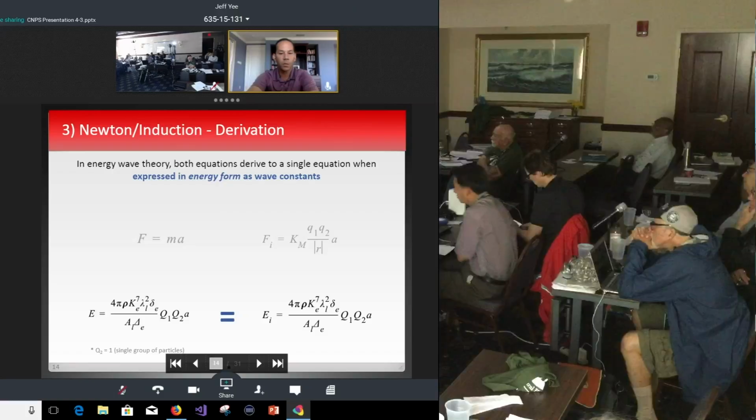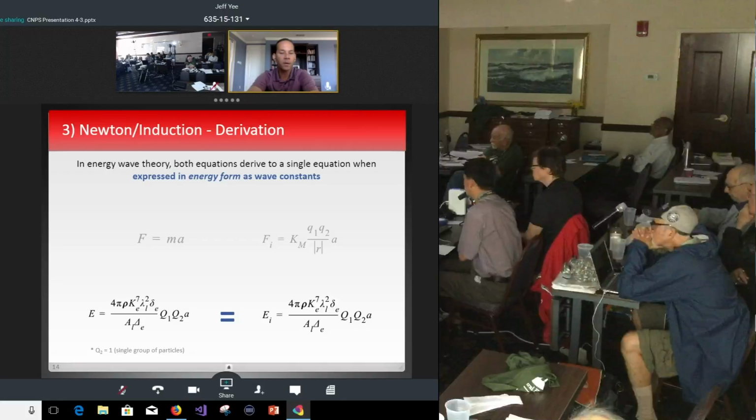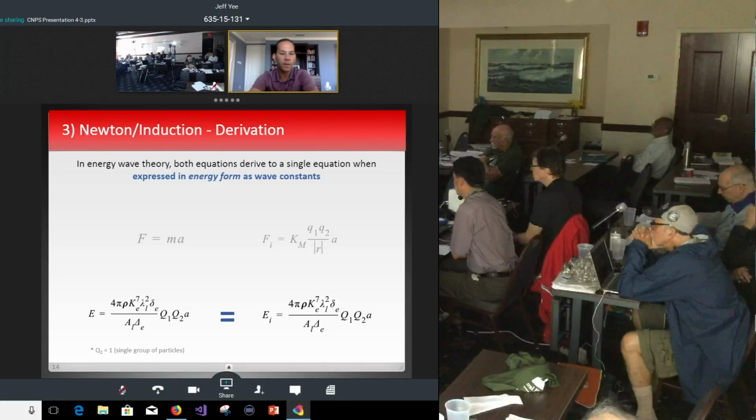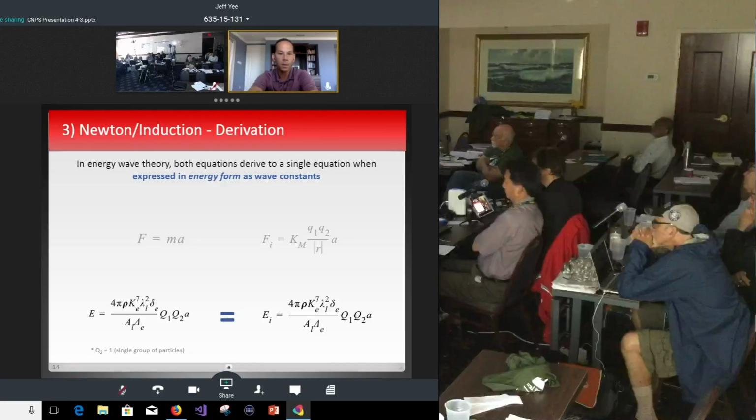Now, once again, the reason why these 2 are equal when expressed in terms of wave constants is they're exactly the same thing. These equations are the same. One thing to note, though, is you notice I've changed from F to E. It's gone from a force equation to energy. The only way to make these equal is conservation of energy, but the only way to do that is to write it down to energy, because the forces are only going to be equal at the electron's radius.